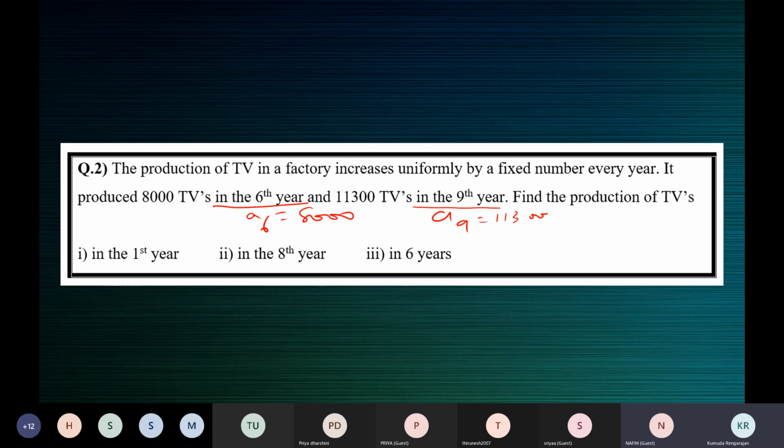So here we have two equations in a and d. We need to solve the two equations and find the values of a and d. So a will be the production in the first year. In the 8th year, you should find A8. And in 6 years, what should you find? Sum. Symbolically, tell me, sum S6. S6. Very good. Now, children, please write the question.